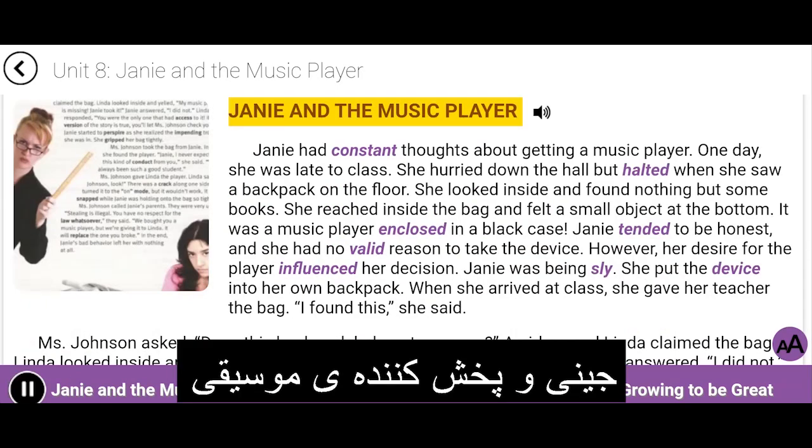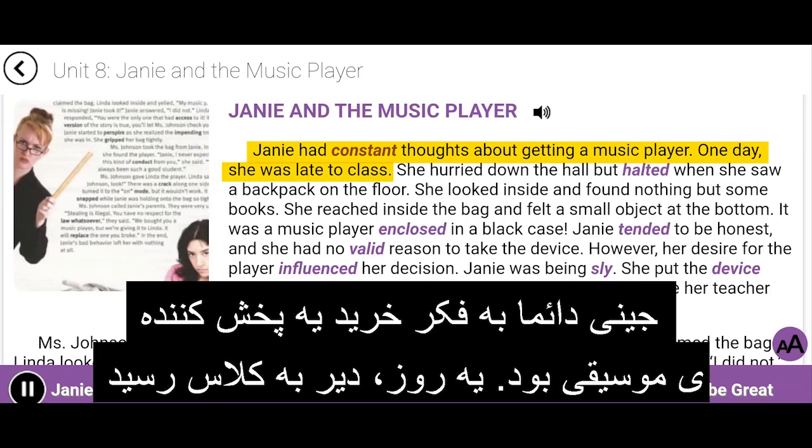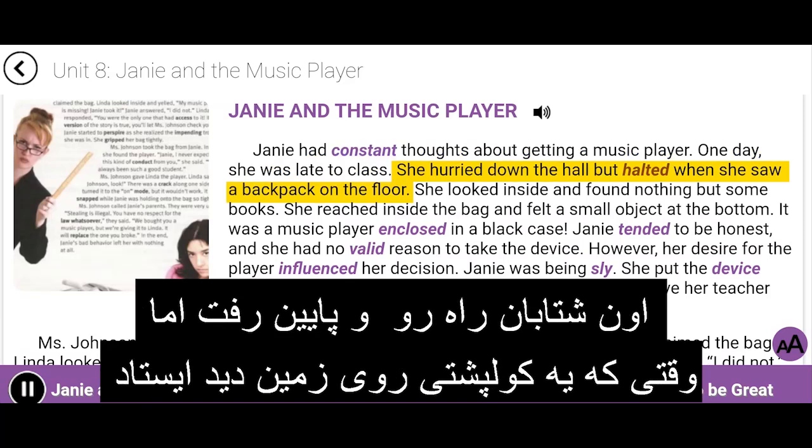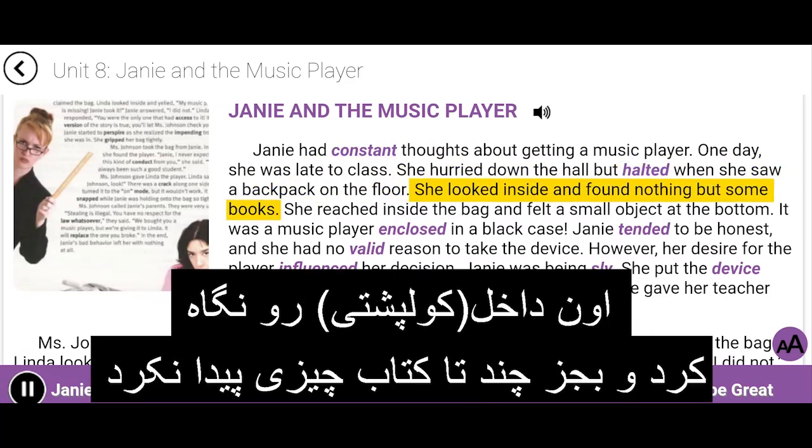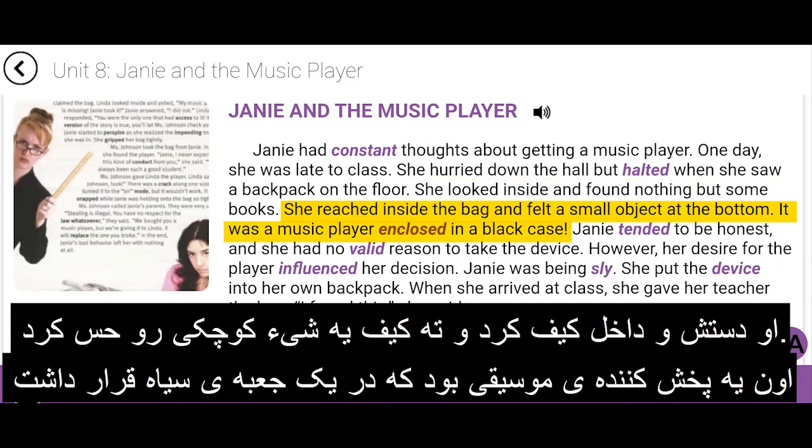Janie and the music player. Janie had constant thoughts about getting a music player. One day, she was late to class. She hurried down the hall, but halted when she saw a backpack on the floor. She looked inside and found nothing but some books. She reached inside the bag and felt a small object at the bottom. It was a music player enclosed in a black case.